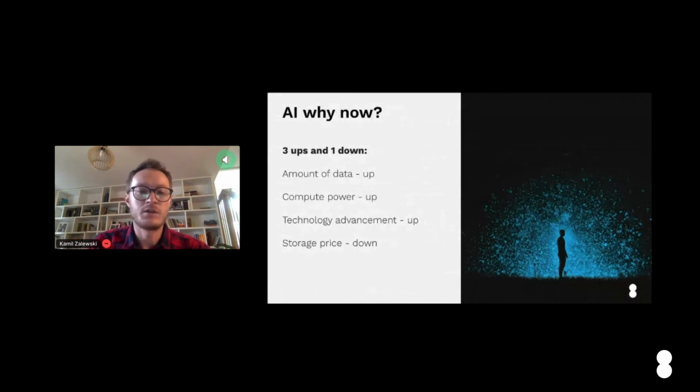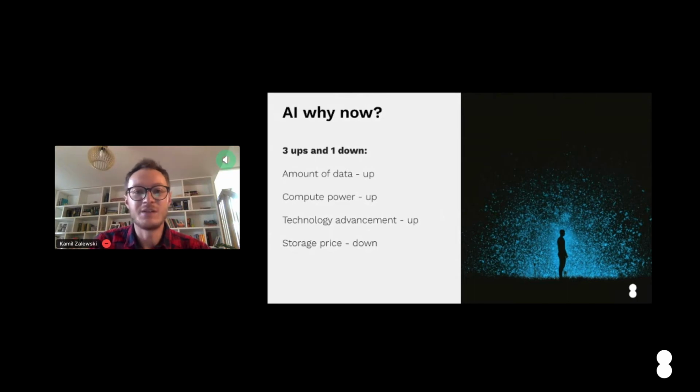But in a nutshell, there have been a few things that happened over the last years that massively accelerated the development and the adoption of AI in the industry. And I like to call it a story of three ups and one down. First of all, we are all aware that the amount of data that we produce as a society and as human beings has exploded, right? It has massively gone up. That includes, of course, the digital healthcare data as well.